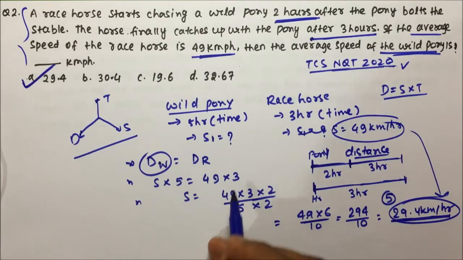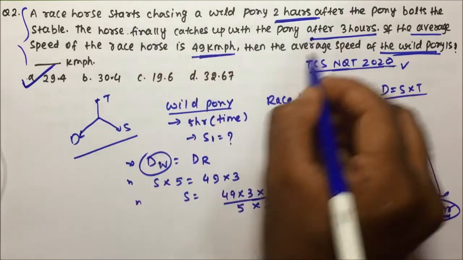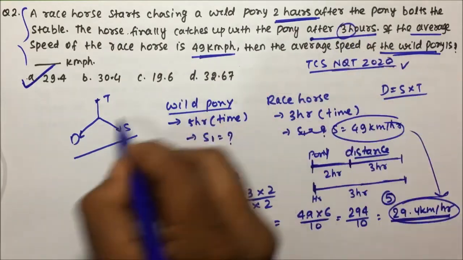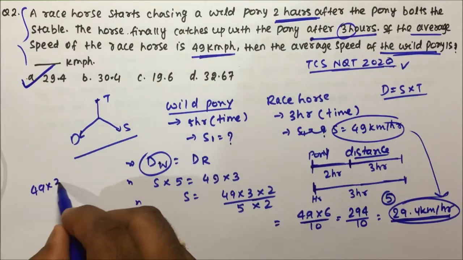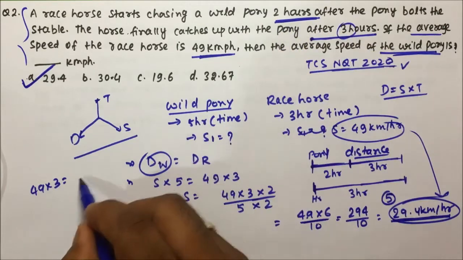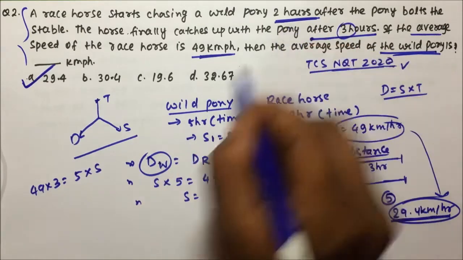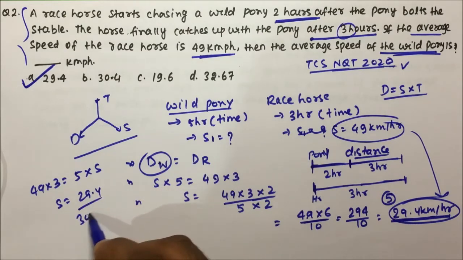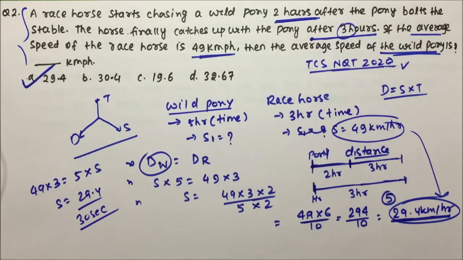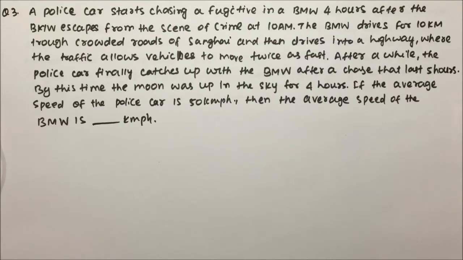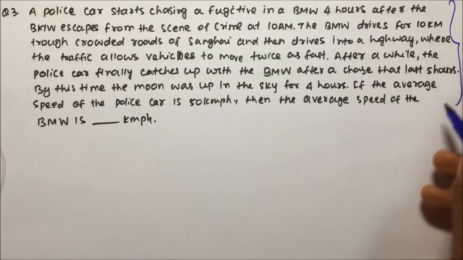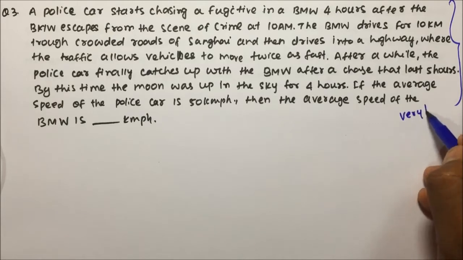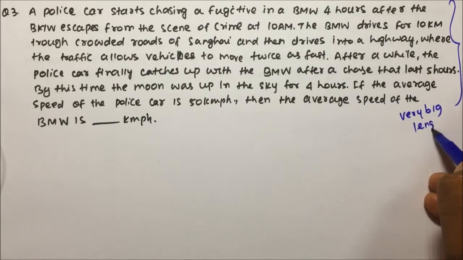Friends, if I want to say, I can tell directly the horse covering the distance in 3 hours, that means 49 into 3 is equal to the wild pony covering the distance. S will be equal to 29.4. I will not take 30 seconds to solve this question. Moving towards the question number 3. Question number 3 is really a very big and lengthy question.